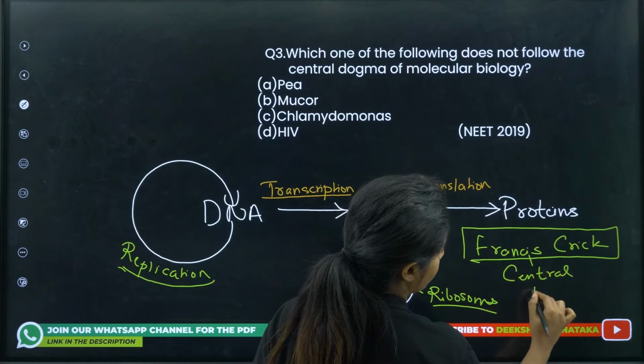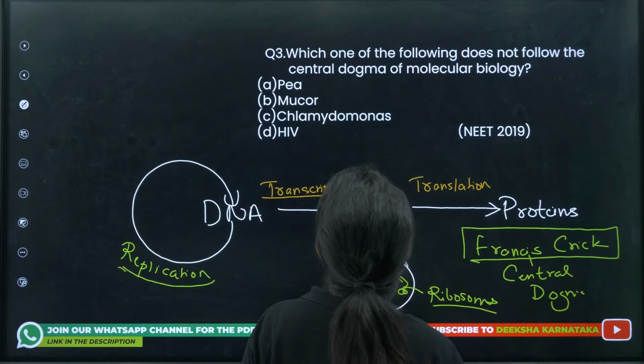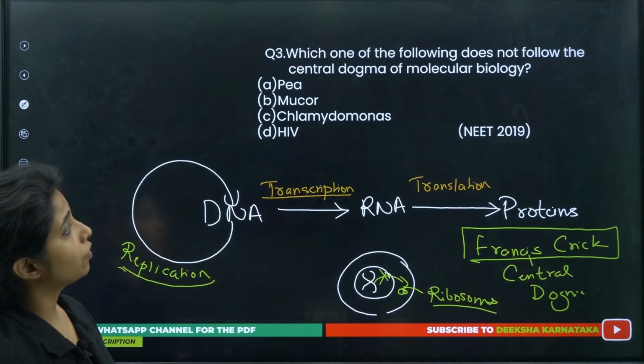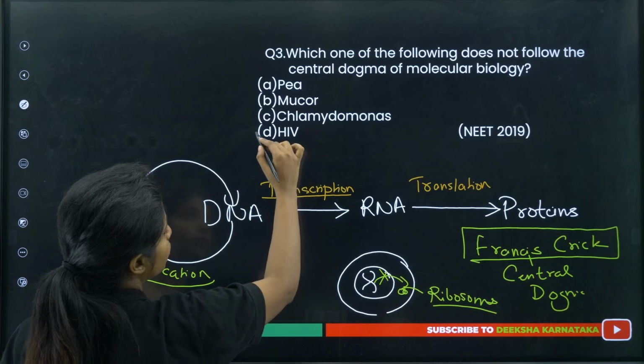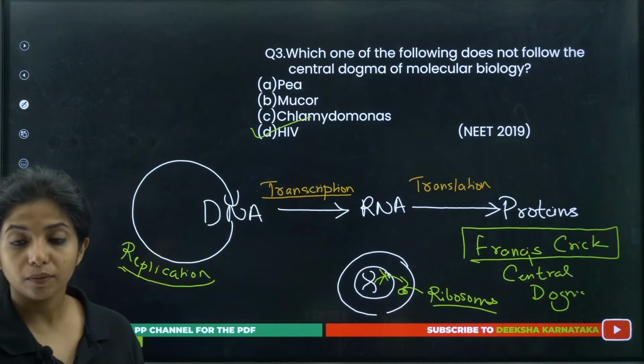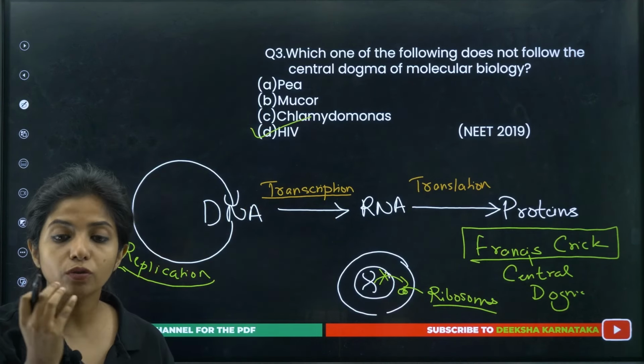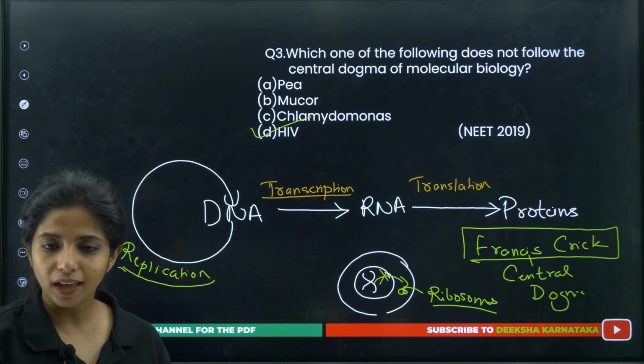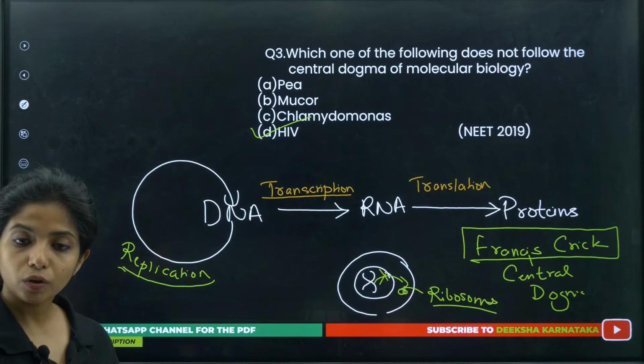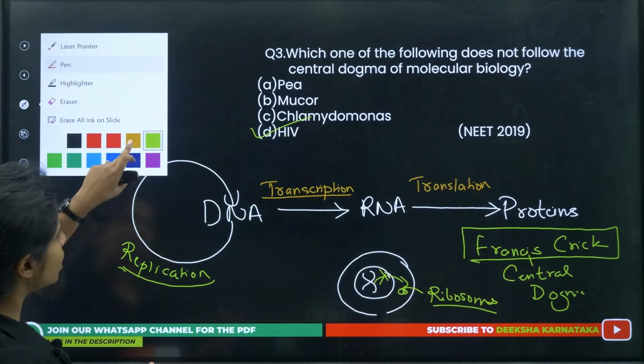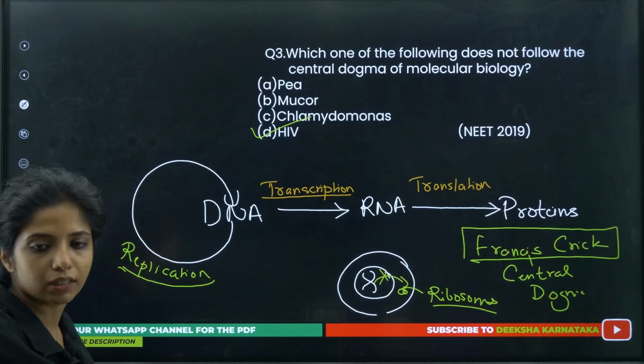And now what's the question? Which one of the following does not follow the central dogma? Mucor, Chlamydomonas, HIV. It's HIV. Why HIV? Because HIV is a virus, human immunodeficiency virus. And you know what it does? You already know it, you are my children, right? We studied it in human health and diseases.